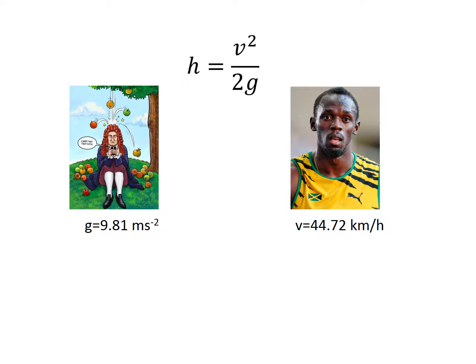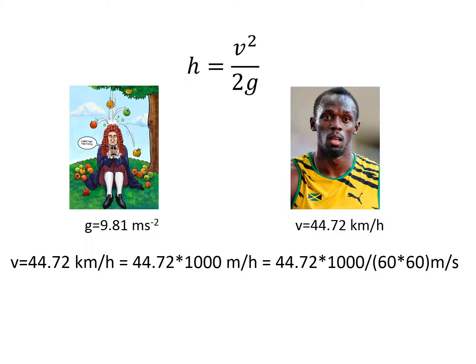And v, our man here, Usain, when he gets to his fastest, when he was running the 200 meters, 44.72 kilometers an hour, which is pretty fast. So all we need to do now is plug those numbers into that equation.